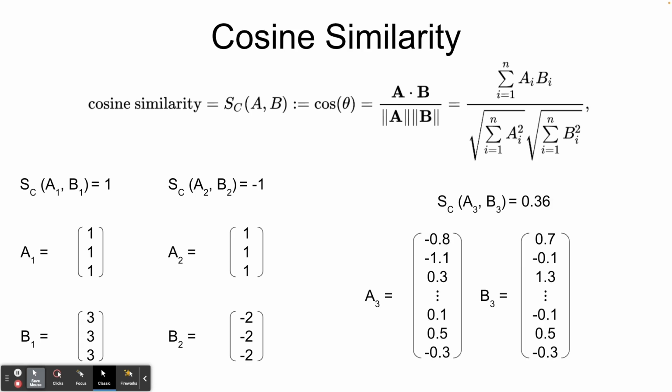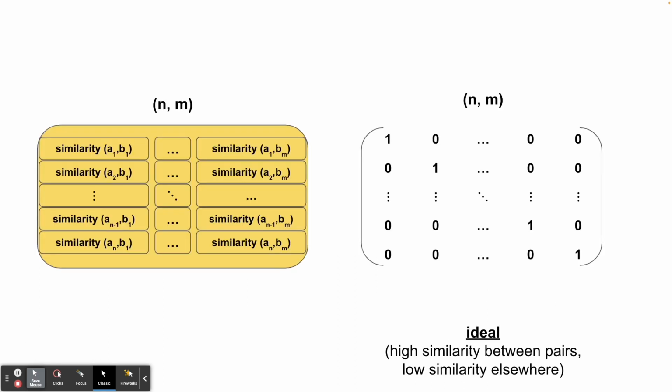In reality, with your embeddings, you'll have many more dimensions, and your score will be somewhere between -1 and 1. One thing to note is that the magnitude of the vectors does not matter. It's only about the angle between the two vectors. Ideally, you'll have very high values along the main diagonal and very low values everywhere else.